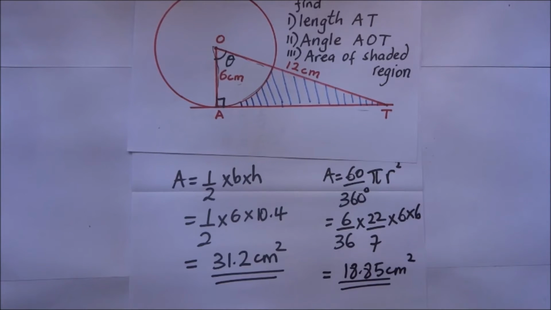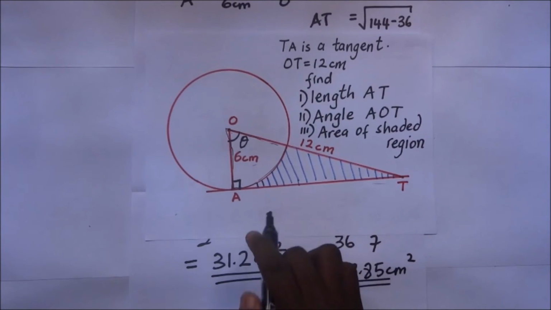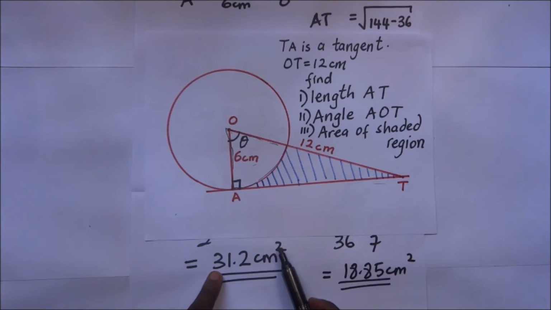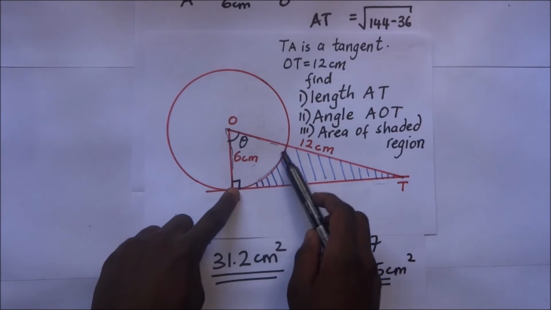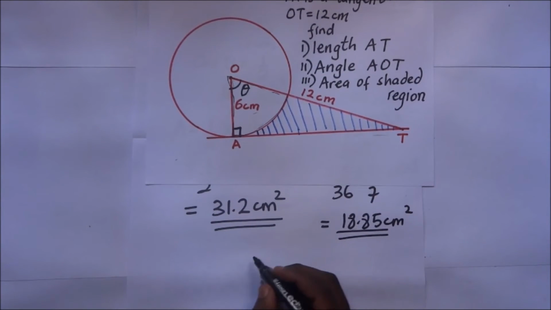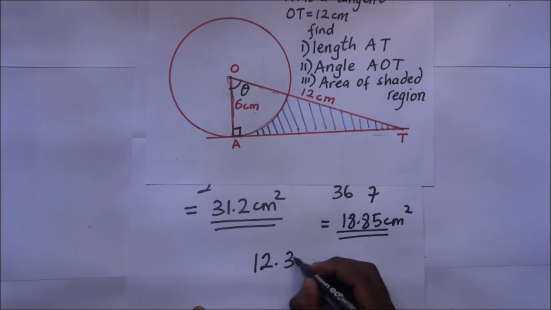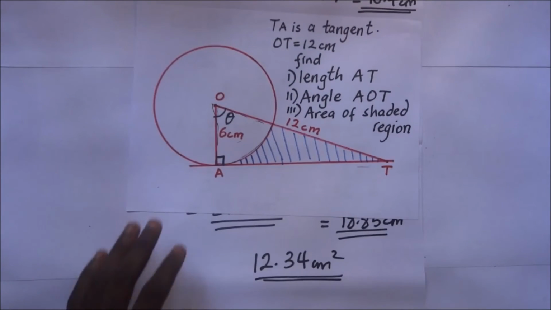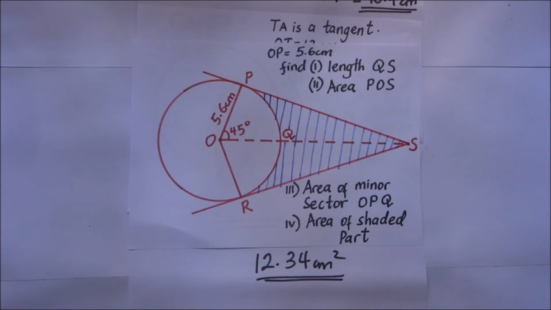centimeters squared. Now the question requires us to find the area of the shaded part. So it means we are going to get the area of the whole thing, which is 31.2 centimeters squared, subtract the area of the unshaded region, which is 18.85. So when you get 31.2 centimeters squared minus 18.85 centimeters squared, the area of the shaded part is going to be 12.34 centimeters squared, and that will be our answer. So you may as well also try out this number. You may try it out and see what answers you get.